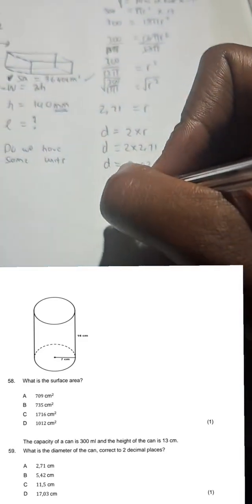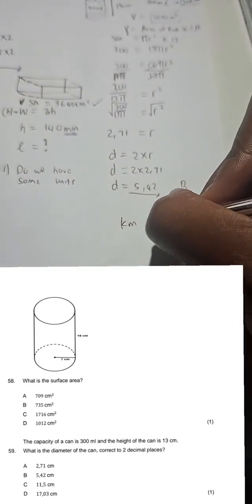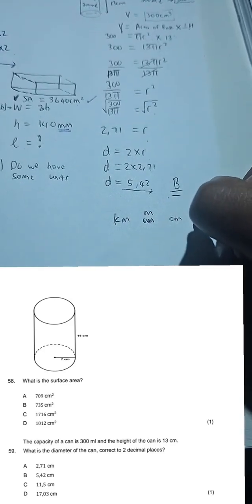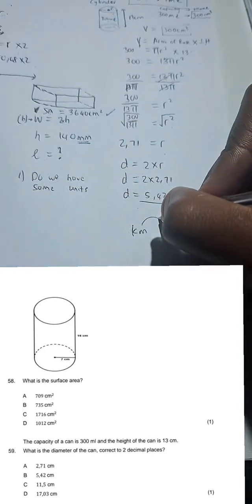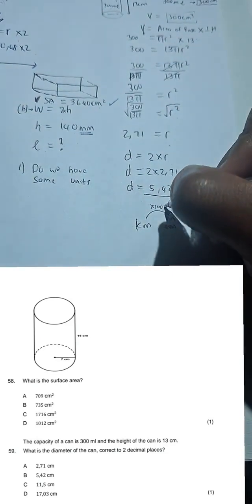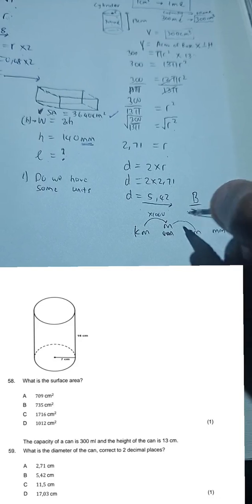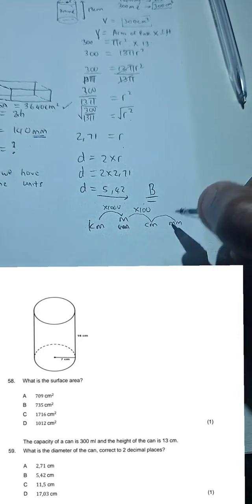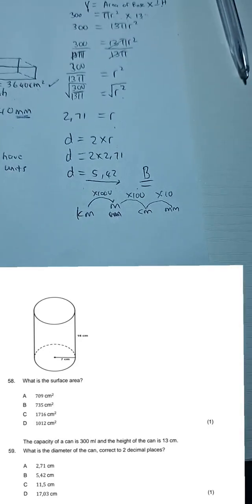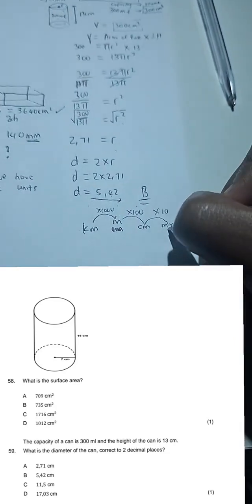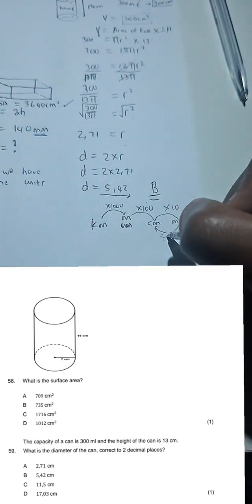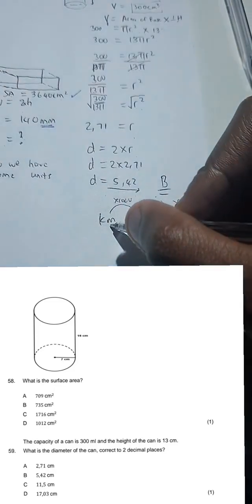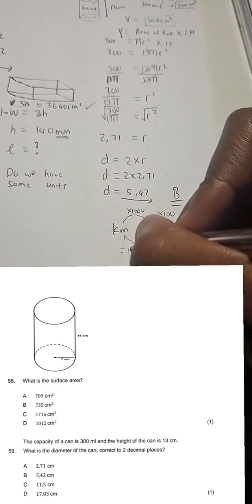So how do we do that? Remember, we have this that we need to always remember. To convert kilometers to meters, we times by 1,000. To convert meters to centimeters, we times by 100. To convert centimeters to millimeters, we times by 10. Okay, and then vice versa. Millimeters to centimeters, divide by 10. Centimeters to meters, we divide by 100. And then meters to kilometers, we divide by 1,000.